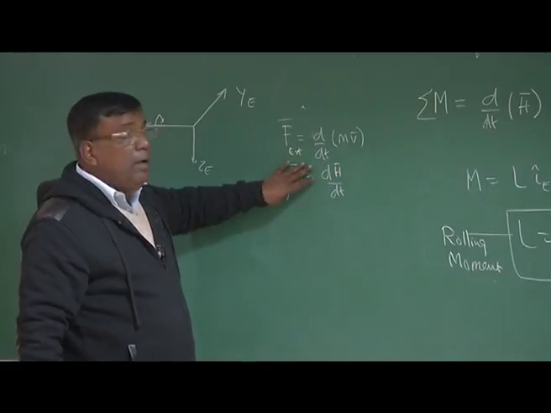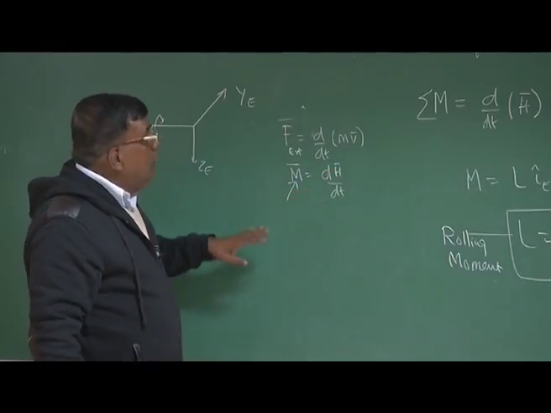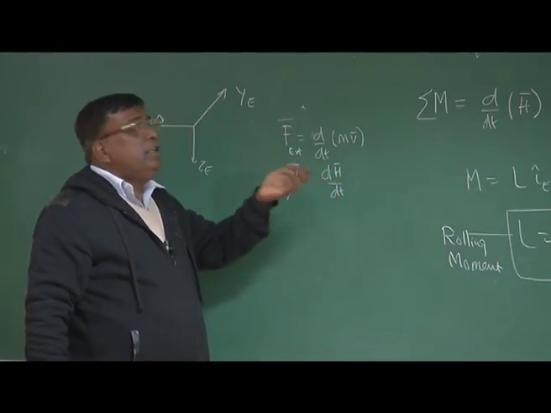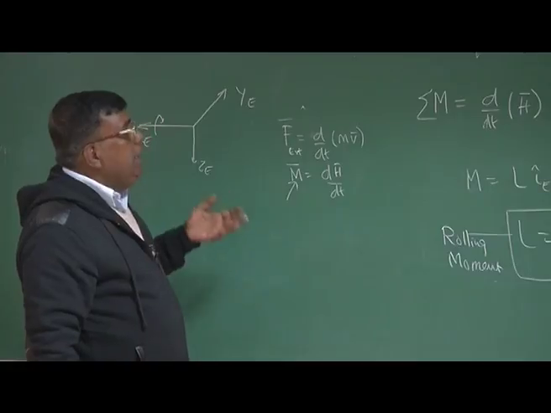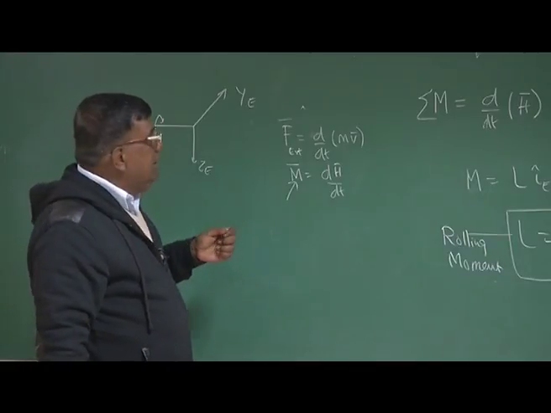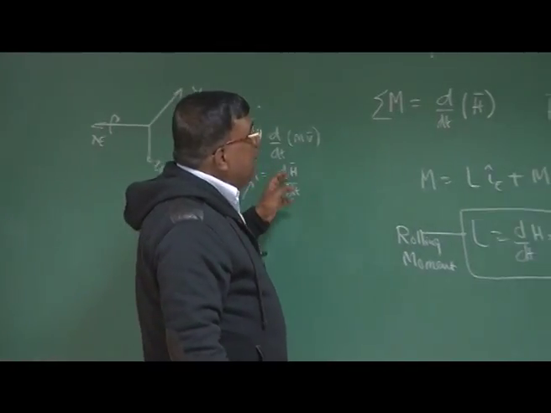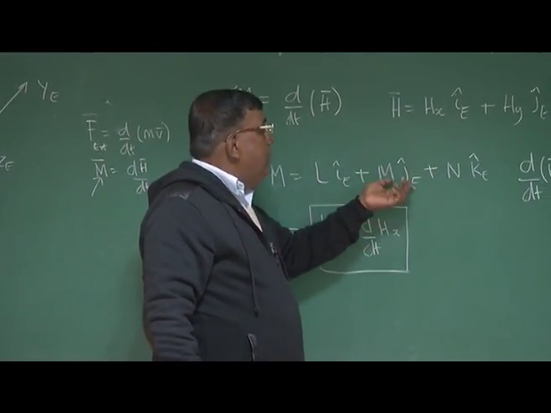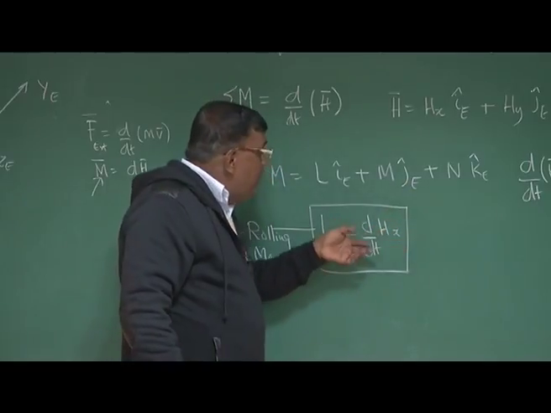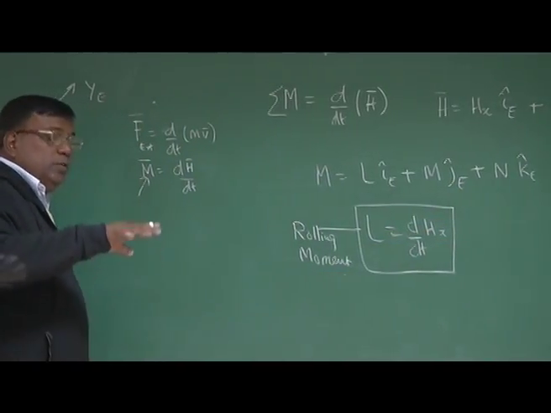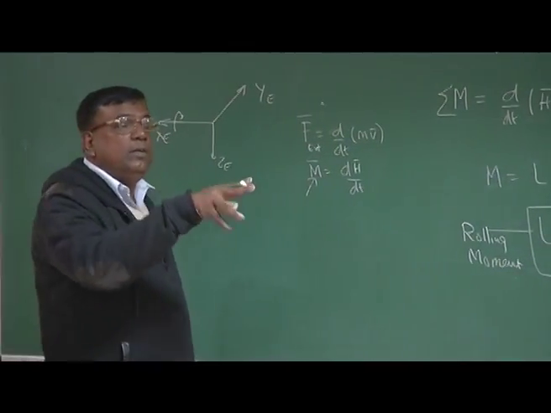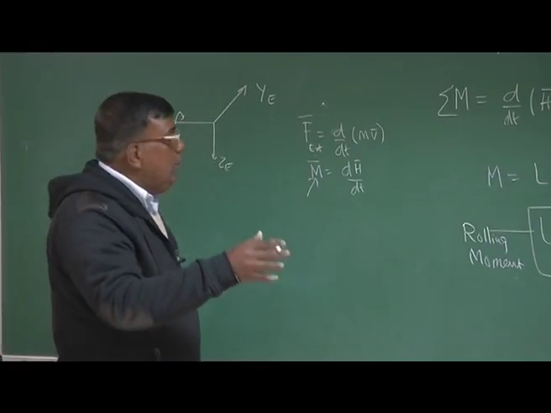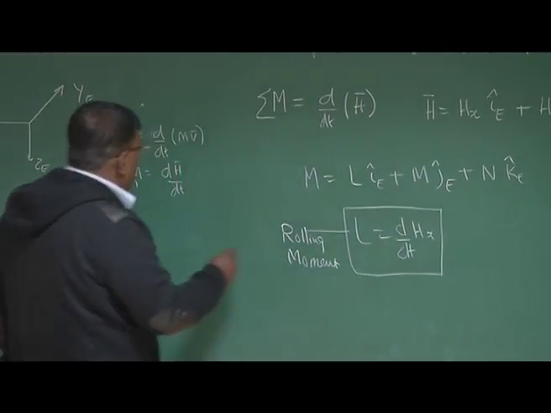This is the external moment applied on the body. And this angular momentum, being a vector, has three components along iE, jE and kE axis. And this rate means the rate of change of angular momentum along iE, similarly along jE, along kE. This part is about the x axis, so this is like rolling, right? This moment will cause rolling. So this is called rolling moment. L is the rolling moment.